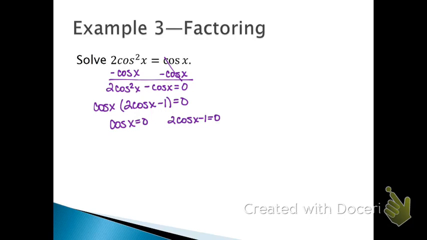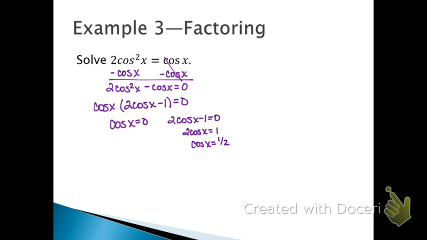Well, the first one's already solved for cosine, right? Yeah. So solve the second one for cosine. How? Move the 1 over. So 2 cosine of x equals 1. And move the 2 over by dividing. So cosine of x equals 1/2.